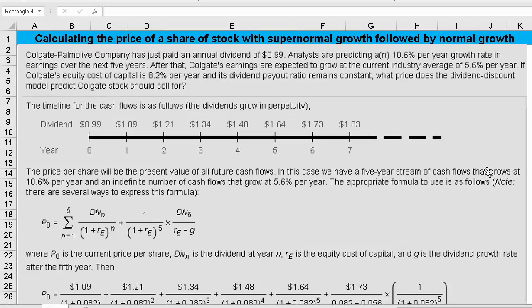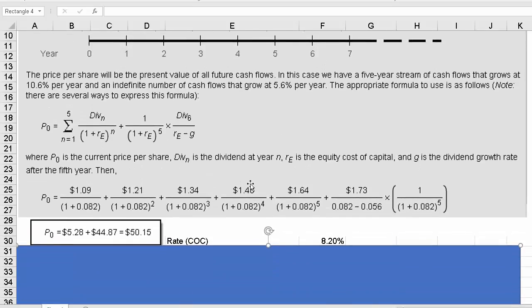we'll illustrate this. All right, so if you lay out the timeline, we have to calculate what the dividend will be at the end of year 1, 2, 3, 4, 5, and then at the end of year 6. So we're going to take the current dividend and increase it by the 10.6% per year for the next 5 years. And then after that, it's going to grow at a smaller amount. Okay? Now, if you wanted to calculate it, what you have to do is take the price per share, which will be equal to the present value of all the future cash flows.